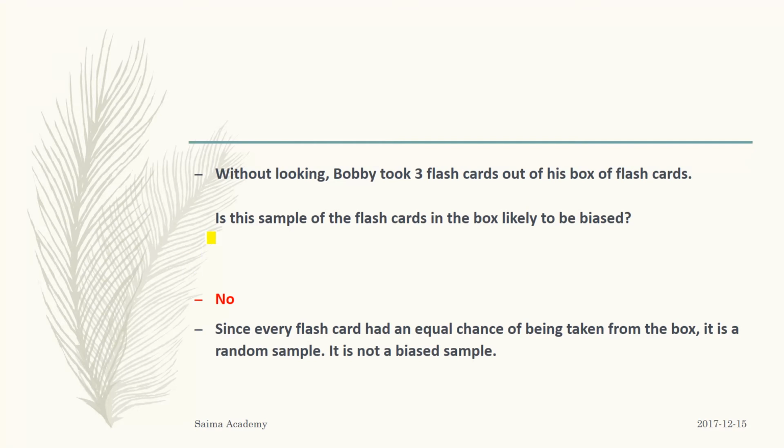Another example is, without looking, Bobby took 3 flashcards out of his box of flashcards. Is this sample of flashcards in the box likely to be biased? The answer is no, since every flashcard had an equal chance of being taken from the box. From the box, he has taken 3 flashcards, so every card has an equal chance. So it is a random sample.